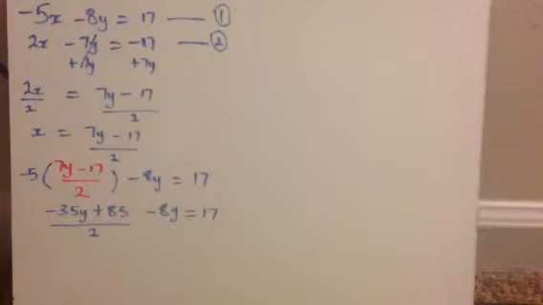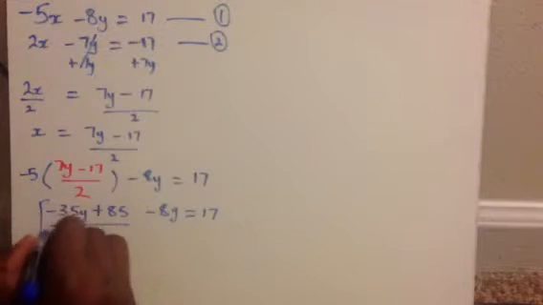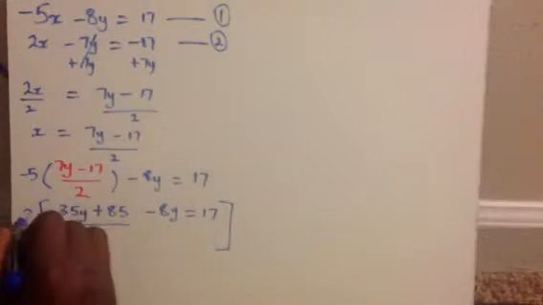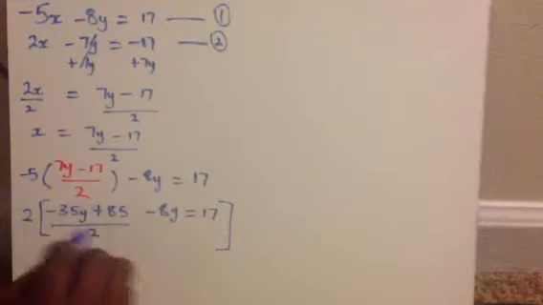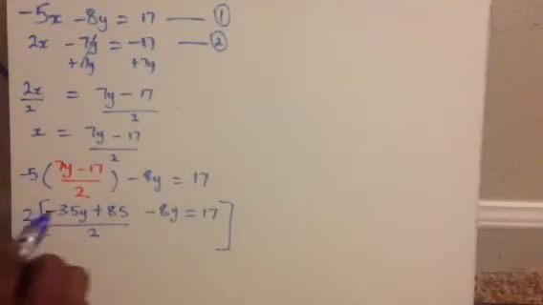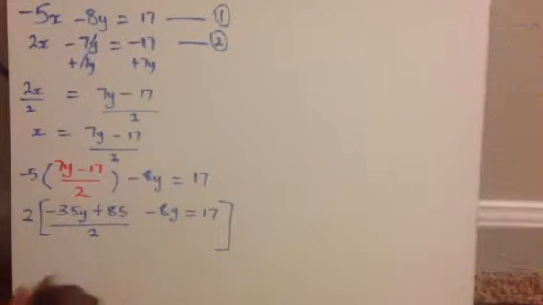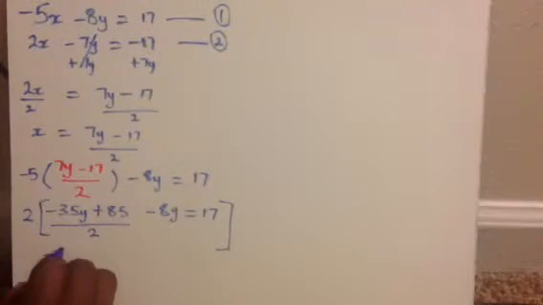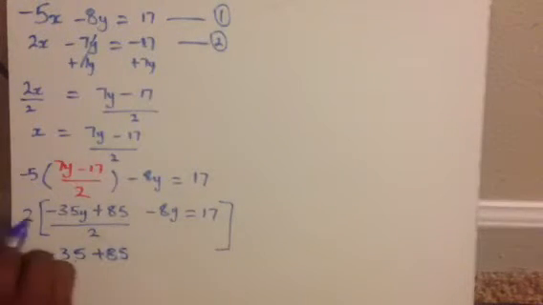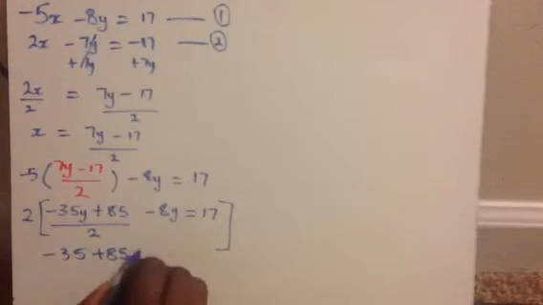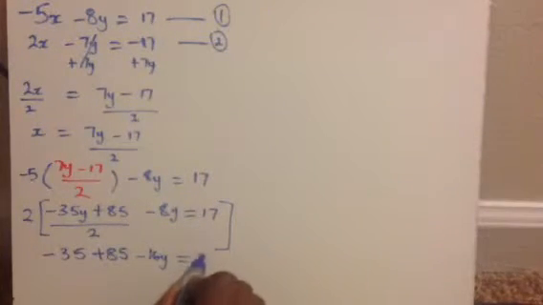So we could get rid of the fraction. And we do that by multiplying the entire equation by 2, because we have 2 as the denominator here. So when you multiply this first expression by 2, all that happens is the 2 cancels out. So you have minus 35y plus 85. And then when you multiply negative 8y by 2, you have a minus 16y. And when you multiply 17 by 2, you get 34.